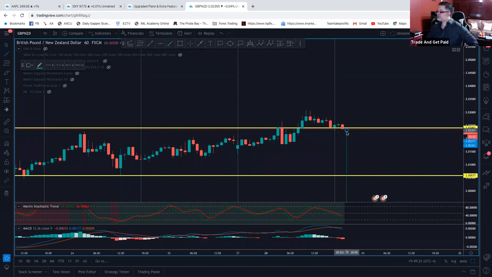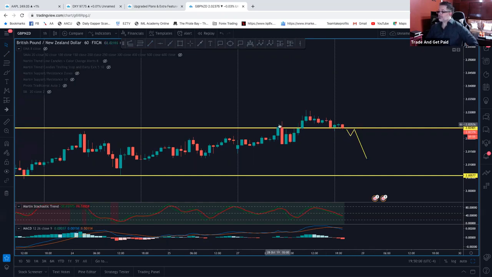Let's see. That's a ray. That won't work. Okay, so I'll be looking for this to happen. Go like that to test it, and then drop. Okay, if what it does instead is it goes above it, if it returns above it after breaking down and retests this line to the upside, it'll go up.